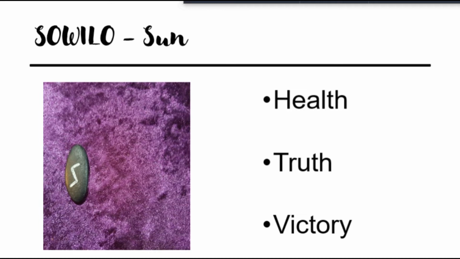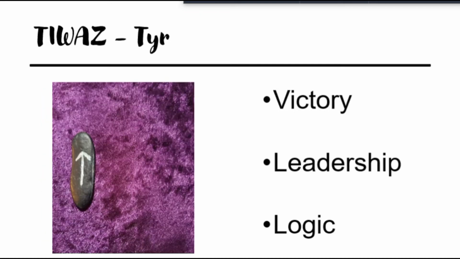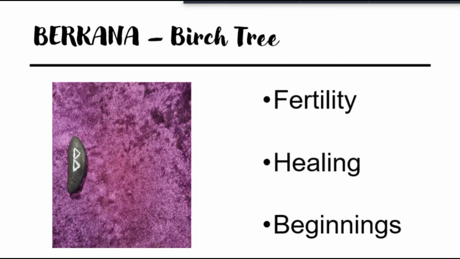Sowilo is the sun. So the sun is health, truth, victory. Very, very positive things associated with Sowilo. Tiwaz, or Tyr, named after the god Tyr, means victory, leadership, and logic. Berkana is the birch tree. So it is a symbol of fertility, healing, and new beginnings.